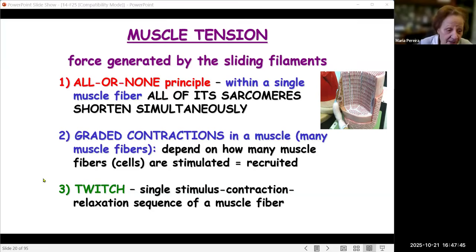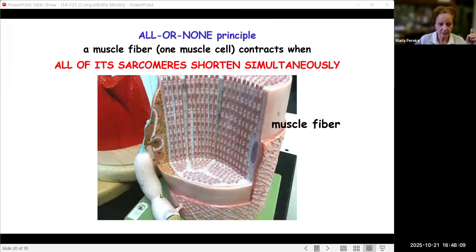Okay, so the other aspect that I want to bring up is that the tension developed by a muscle fiber is known as a twitch. So a twitch is the effect of one muscle fiber contracting and relaxing. So the twitch can be represented in a graph.